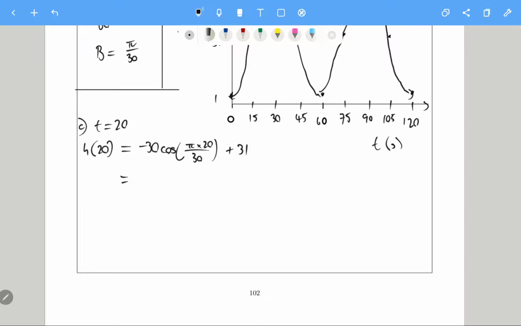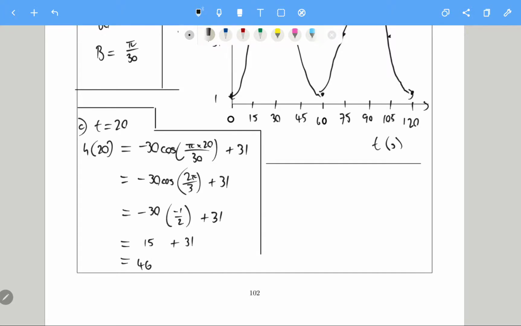Negative 30 cos of, well, pi times 20 is 20 pi over 3. Well, the factor of 10 cancels from the top and the bottom, and so we're left with 2 pi on 3. So we get 30 cosine of 2 pi on 3 plus 31. The cosine of 2 pi on 3 is negative a half. And we get 15 plus 31, which is 46. Alrighty, so there's part C done.